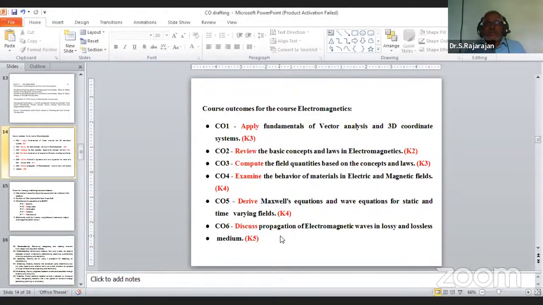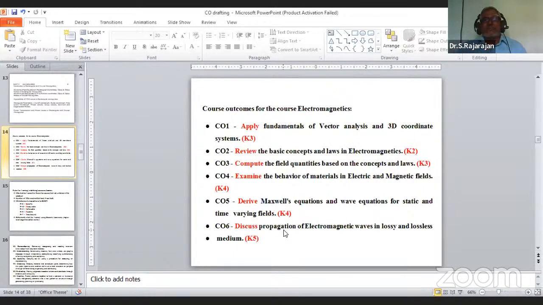Discuss propagation of electromagnetic waves in lossy and lossless medium. This is K5 level, the ultimate level. K5 is an evaluation level, or we can call it the creating level, the creativity level. We can interchange these in Bloom's taxonomy; the 5th and 6th levels can be interchanged. So they have to evaluate the scenario. They have to create a new scenario and evaluate it.